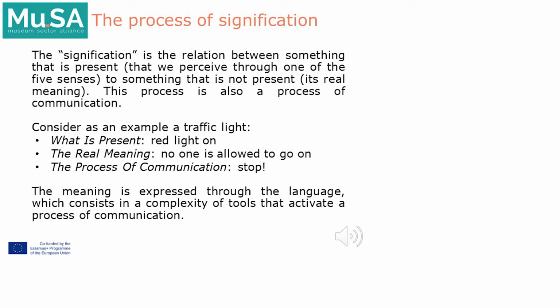The process of signification. The signification is the relation between something that is present, that we perceive through at least one of the 5 senses, with something that is not present, its real meaning. This process is also a process of communication. Consider as an example a traffic light. What is present? Red light on. The real meaning: no one is allowed to go on. The process of communication: stop. The meaning is expressed through the language, which consists in a complexity of tools that activate the process of communication.